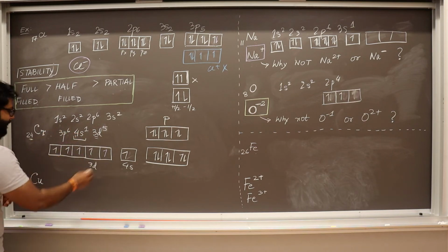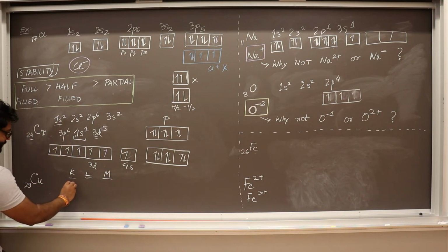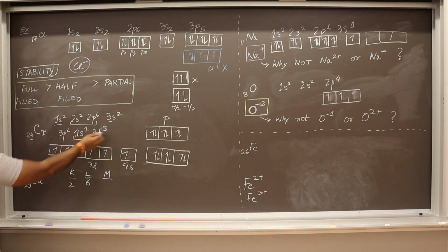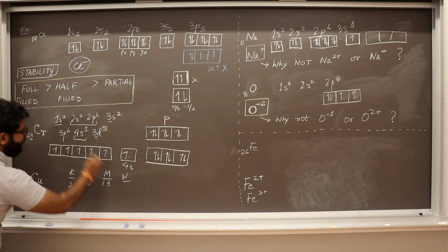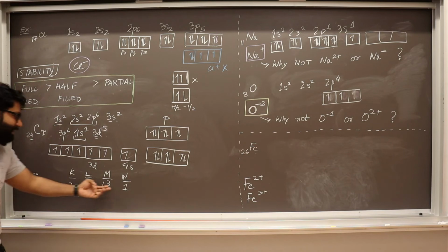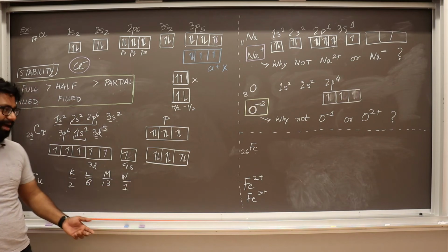So if you convert this into KLM, the normal configuration, the K takes 2, L takes 6 plus 2, 8, M takes 13, and N takes 1. So the configuration of chromium is 2, 8, 13, 1, which would have been hard to understand just by the concept of orbits, right? Why is this 2, 8, 13, 1? Why is it not 2, 8, 8, 6 or something like that, right?